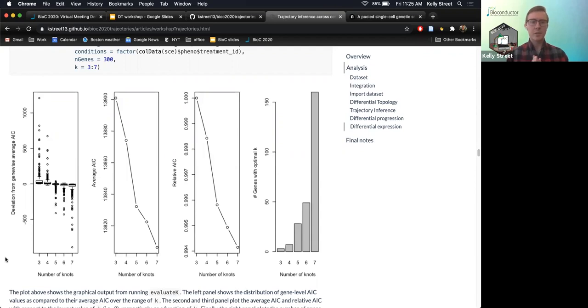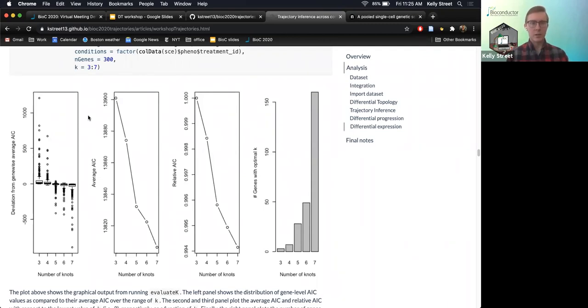But this is the idea, that it's going to show some summary statistics of how well the TradeSeq model fits for various numbers of knots. What we're looking at here is just a few different summaries. I'm going to focus on the average AIC, but that's the same as the relative AIC, where it's just relative to the highest value.